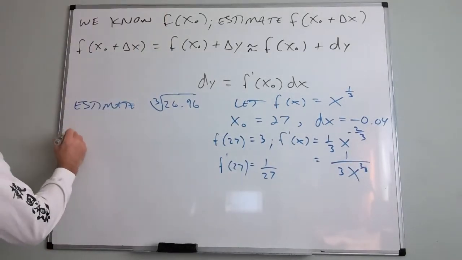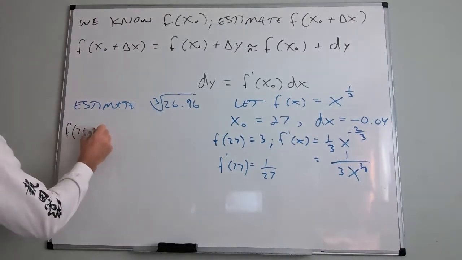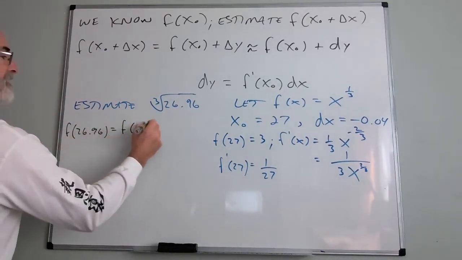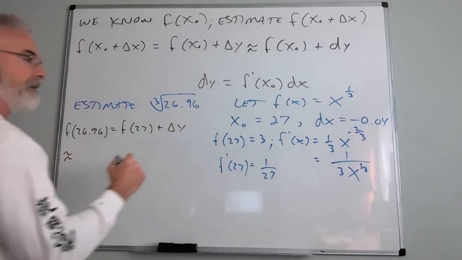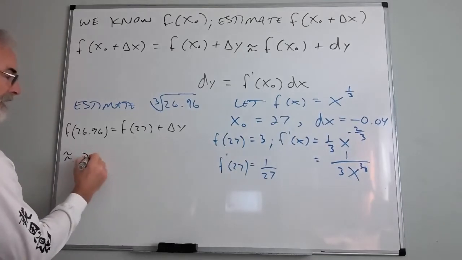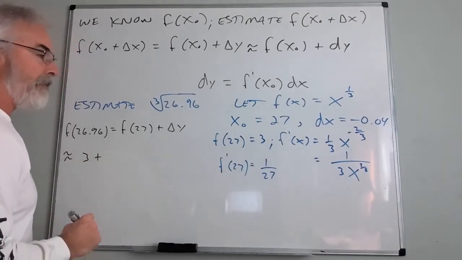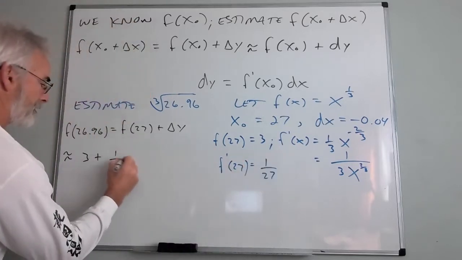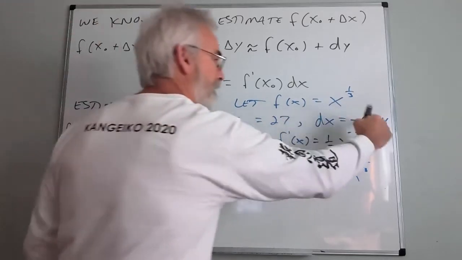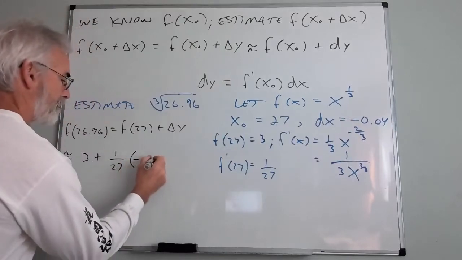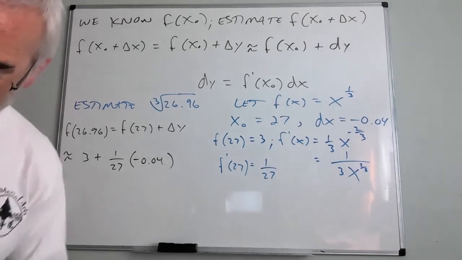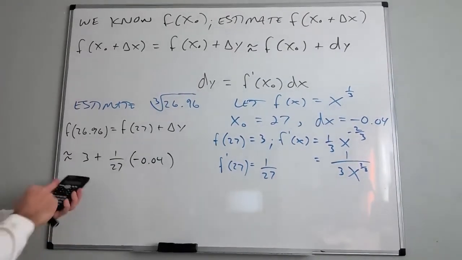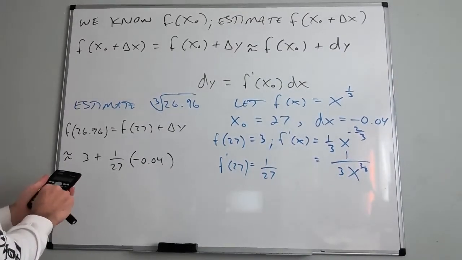So I'll write it in formal terms. f of 26.96 equals f of 27 plus delta y. And that's going to be estimated by 3 plus, now what's my dy? My dy is the derivative multiplied by the change. Okay. That's it. That's my estimation. Now, I will use a calculator because that's going to be a decimal value. So I've got 3.